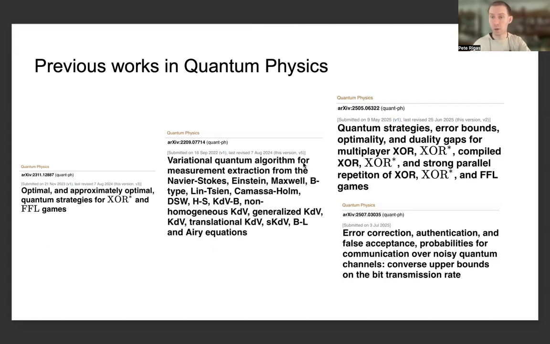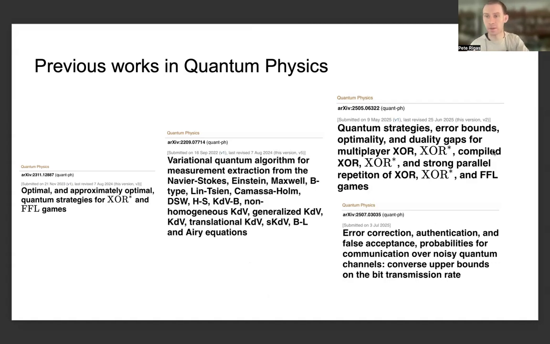And then in more of an algorithmic type of application and study in quantum physics, I also have this other paper, which is titled Variational Quantum Algorithm for Measurement Extraction from a Wide Variety of Partial Differential Equations. I was able to make use of and run a variational quantum algorithm in polynomial time.